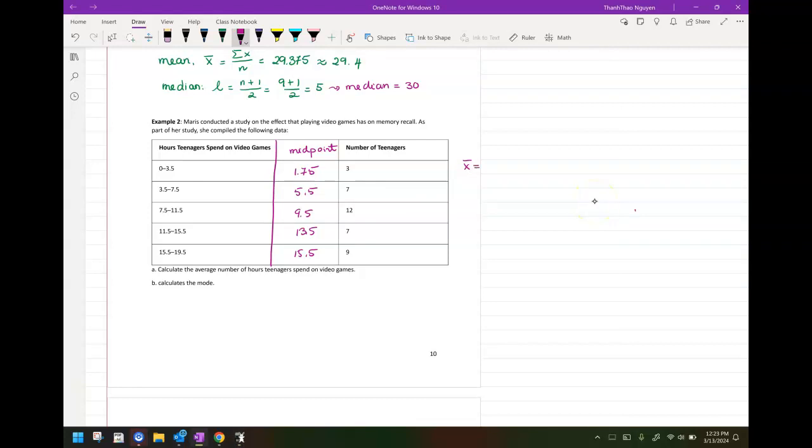The average is equal to the total of the midpoint multiplied by the frequency, divided by n. So in our next column here, we have to find the product of x midpoint times the frequency.